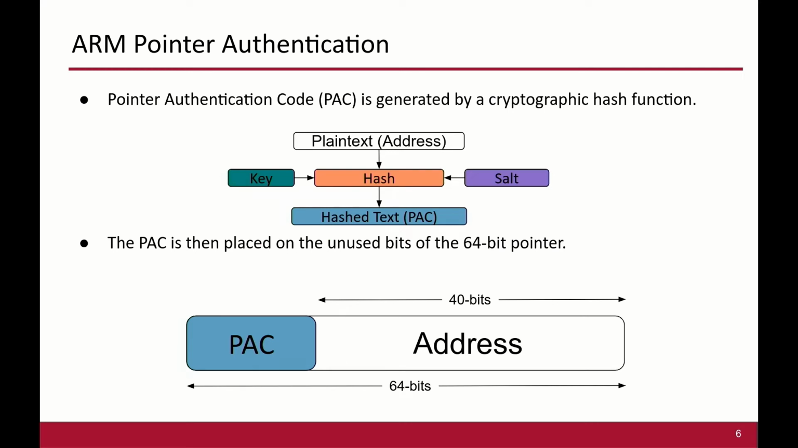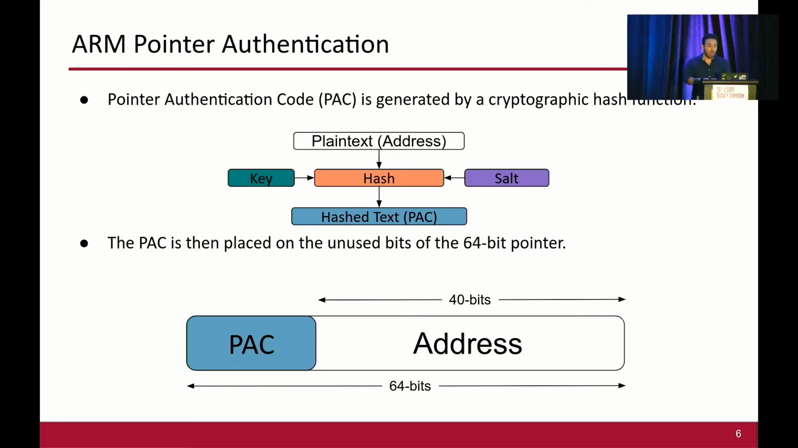To help combat abusing pointers, ARM released Pointer Authentication. Pointer Authentication relies on utilizing the unused bits of a 64-bit pointer to store a pointer authentication code, or a PAC, that is generated by a cryptographic hash function. The PAC cannot be calculated without a secret key, and this allows the pointer to be signed by this PAC. And thus, the PAC needs to be properly removed or authenticated before the pointer can be used.